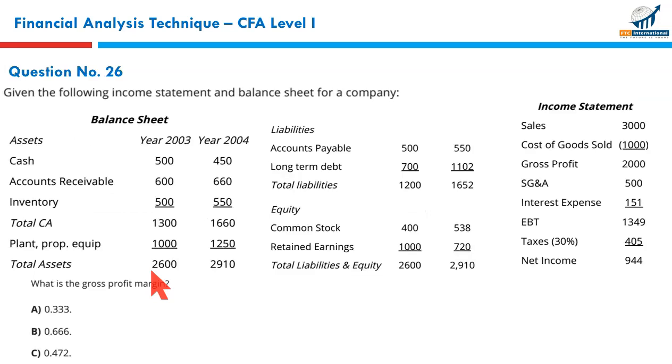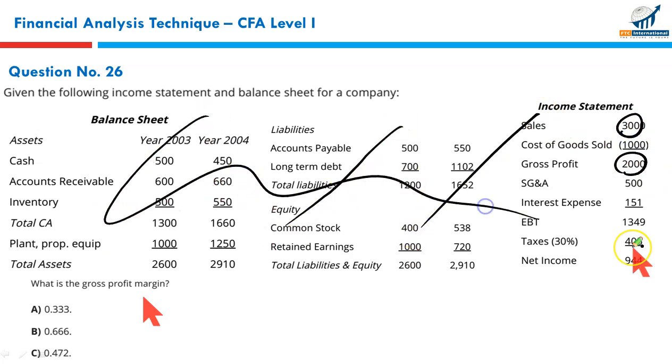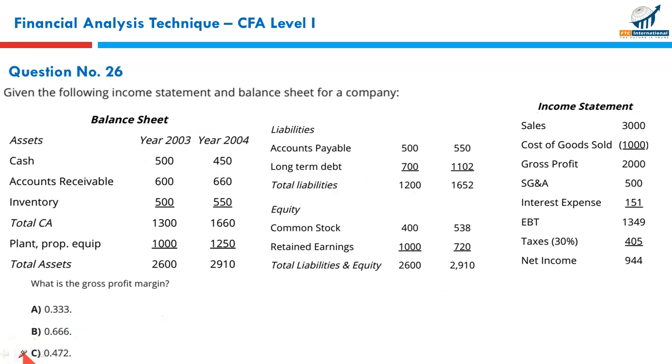Next question, question number 26. As I said, do not start reading every question from A to Z. First look at what is needed. Gross profit margin. You know what it means? It means I just need to look at the gross profit and sales and everything else is totally irrelevant for me. Simple as that. Gross profit expressed as a percentage of sales, 2 by 3000, that gives you 66.67%, or if given in decimals, it's 0.666. That's all. You click and move on. B.